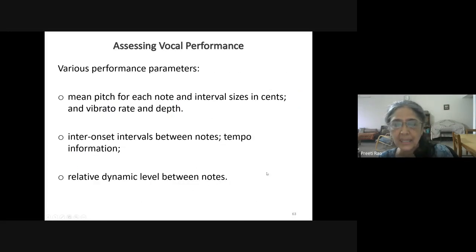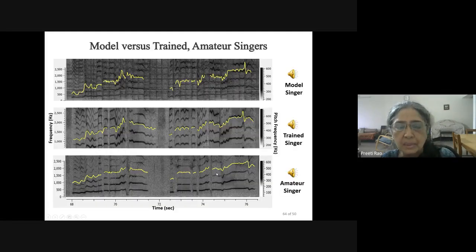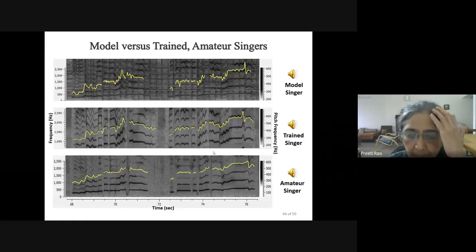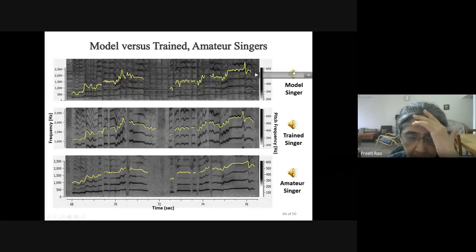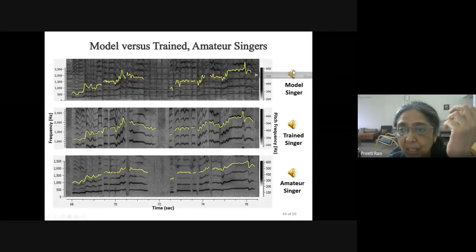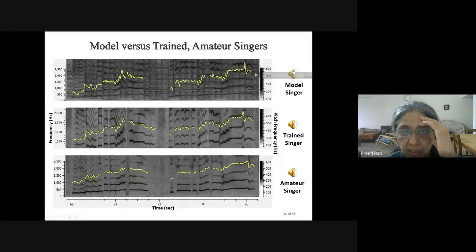Okay, finally, I'll just take one more application, and that is about assessing vocal performance. Okay, so that is giving feedback to a learner, right? So I'll just go straight to the example. So these are three examples. One is an original song, and one is sung by a trained singer, and one is sung by an amateur singer. Okay, and if you listen to these, basically what we want to do is to be able to give feedback in terms of which singer is more proficient. Okay, and in what sense. So this is the original singer.